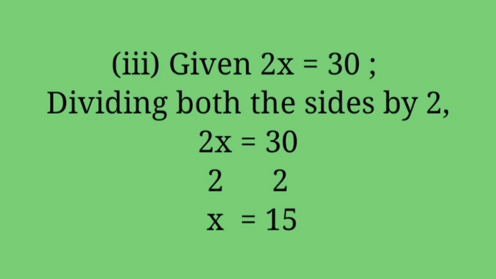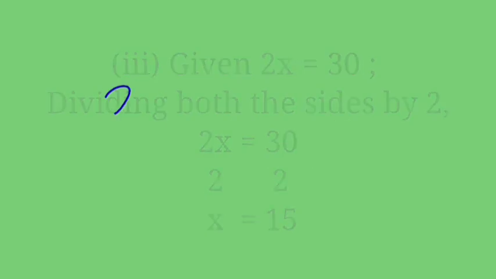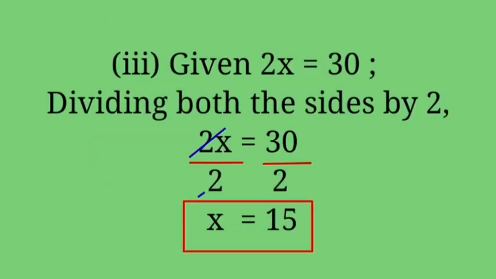In subdivision 3, they are given 2x is equal to 30. For finding the answer for x, we need to divide by 2 on both the sides. Cancelling 2 on both numerator and denominator, we get x is equal to 30 divided by 2. Dividing 30 by 2, we will get 15. So the answer is x is equal to 15.